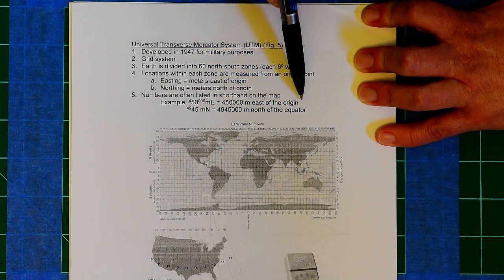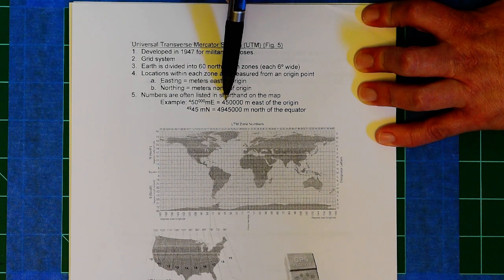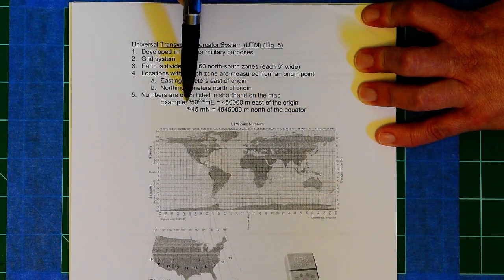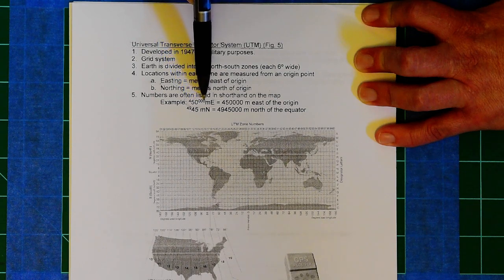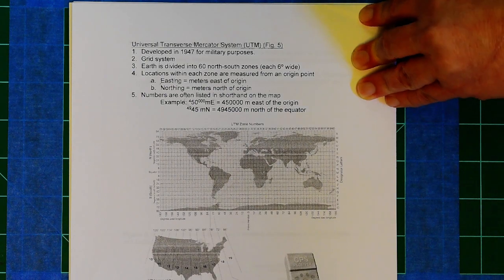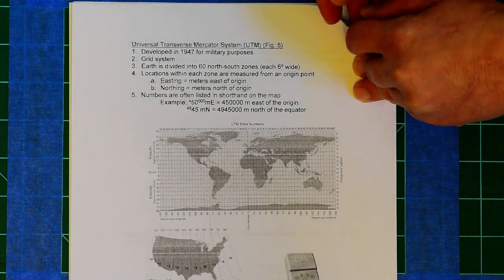So for instance, if you're 450,000 meters east of the origin point, the map actually shows it like this, 450 and then the 3 little zeros. So if you ever see those things, that's your UTM coordinates.